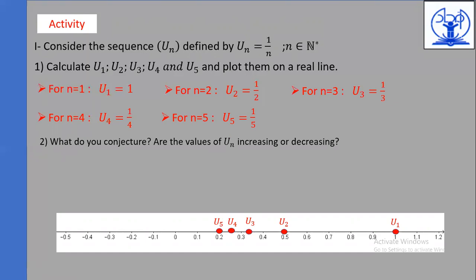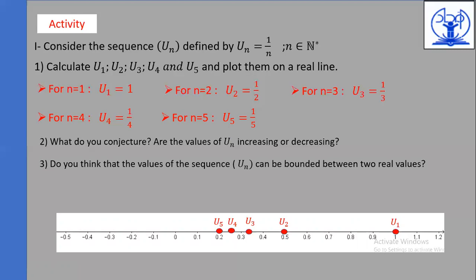First, what do you conjecture concerning the variation of the sequence? Do you think that the values of the sequence are increasing or decreasing? For sure, if you notice here, U1 starting with 1, then half, then 1/3, then 1/4, then 1/5. Clearly, the values of the sequence are decreasing. For sure, this is not the formal proof that the sequence is decreasing, but as a conjecture, the values of the sequence are decreasing. What about the next question?